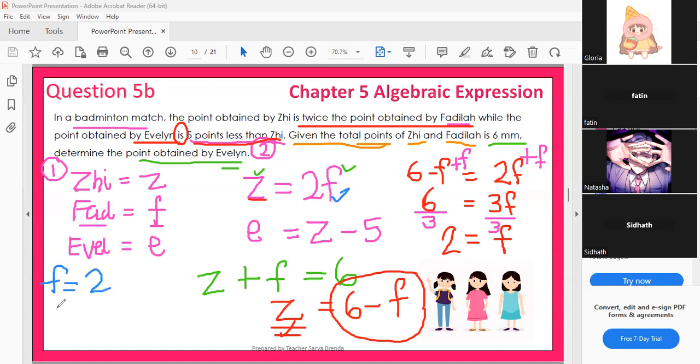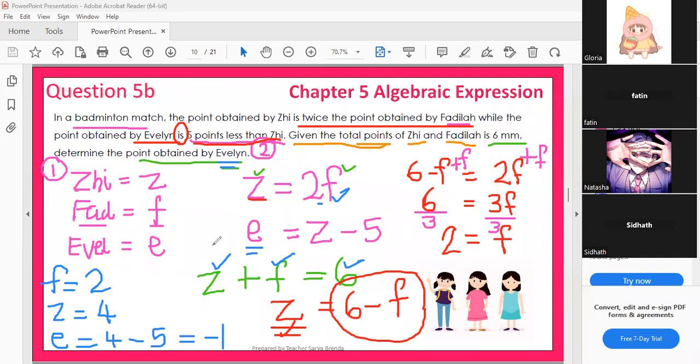Okay, Fadila is 2. So Z must be 2 times 2, which is 4. Check. Does Z plus F give you 6? Yes, 2 plus 4 gives me 6. Now, finally, find the points for Evelyn. Evelyn will be Z minus 5. What is your Z? Z is 4. Am I right? Z is 4, and minus 5. Oh, this answer gives us a negative 1.